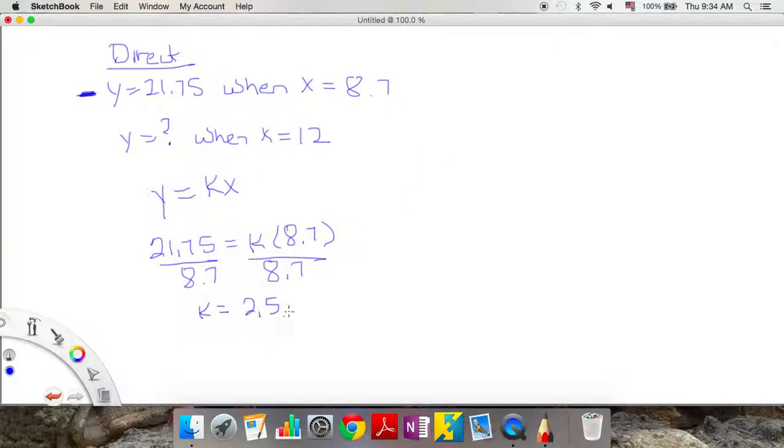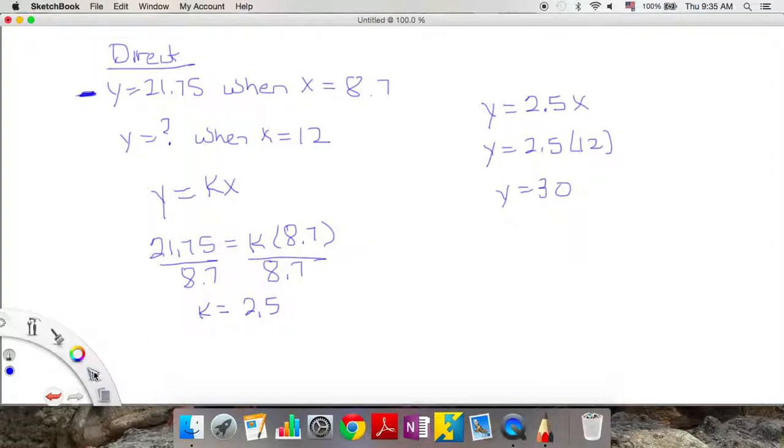Then we can plug that back in, so we know that the equation for this particular relationship is y equals 2.5x. So when x is 12, what's y going to be? Well, y is going to be 2.5 times 12. So that means y is 30.